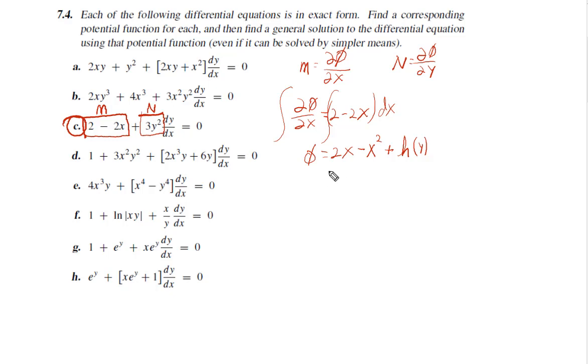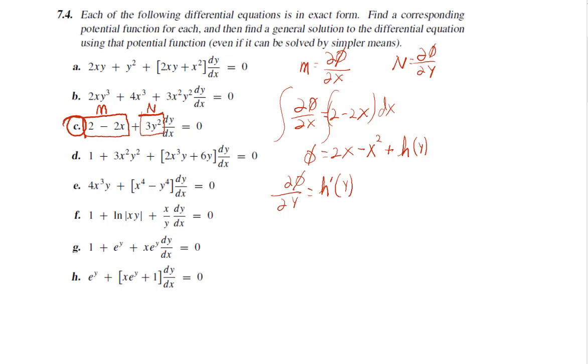So then, if that is the case, let's see what the partial derivative of this with respect to y would be. The derivative of 2x would be 0, as there's no y in it. The derivative of x squared would be 0, since there's no y in it. So we'd come up with just the derivative of the y, which we'll just say is h prime y.